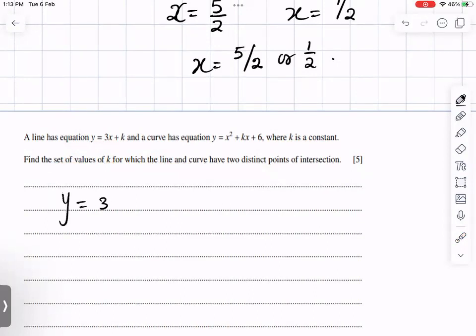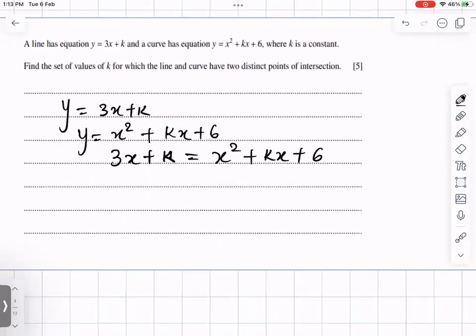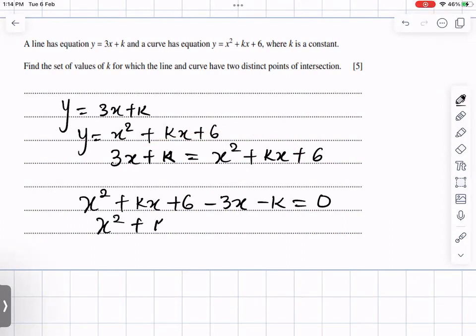So I'll bring these two equations together. We have y = 3x + k, and the other, y = x squared + kx + 6. So equating both equations, 3x + k will equal x squared + kx + 6. So this is what we have. Moving this to the other side here, I have x squared + kx + 6 - 3x - k equals 0. So we have x squared + kx, rearranging, - 3x + 6 - k equals 0.